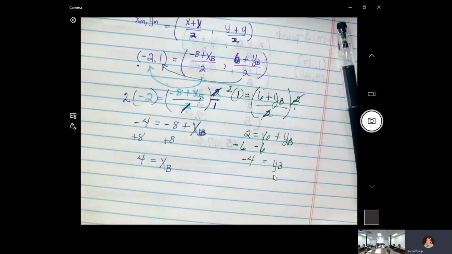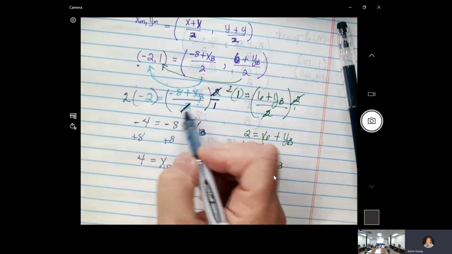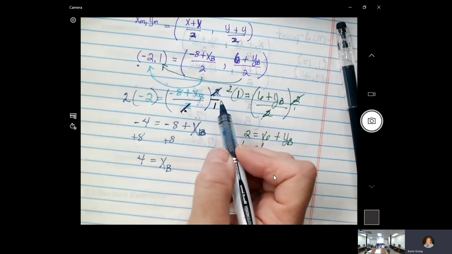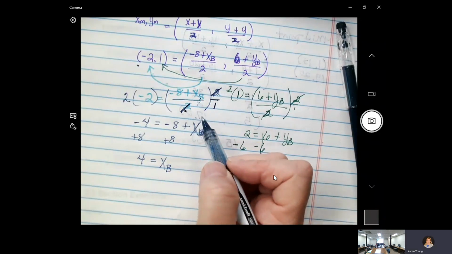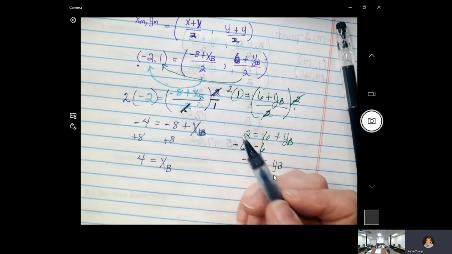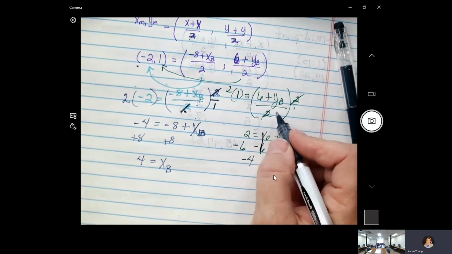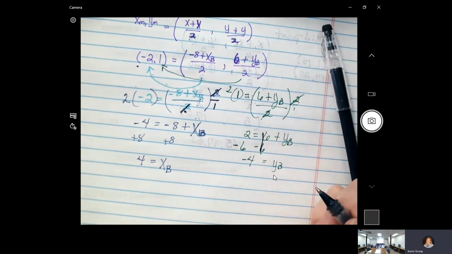And it just so happened to cancel too? Yeah. Well, I did that so it would cancel. Since this was 2, I multiplied it by 2. If this had been 8, I would have multiplied it by 8 because I want to get rid of that denominator. Okay. So these 2 numbers will always cancel because you're always going to multiply by the denominator.